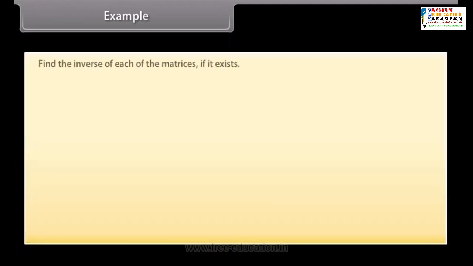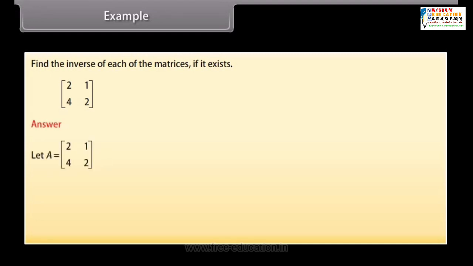Example. Find the inverse of the given matrix. Row-wise, first row 2, 1, second row 4, 2. Let the given matrix be A. We know that A can also be written as AI. Therefore, row-wise first row 2, 1, second row 4, 2 is equal to row-wise first row 1, 0, second row 0, 1 into A.